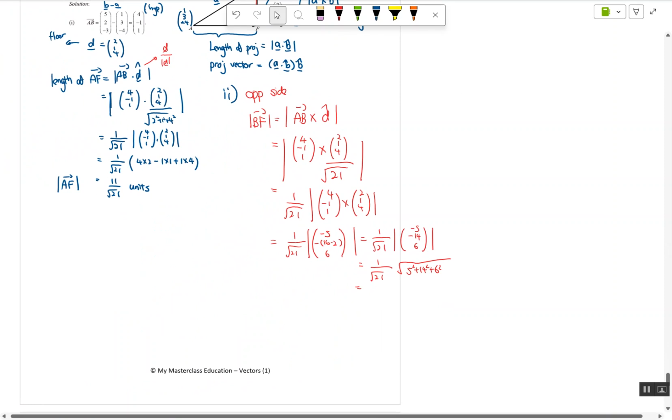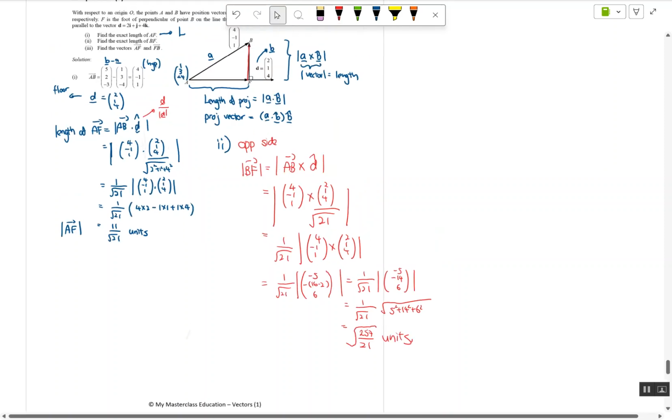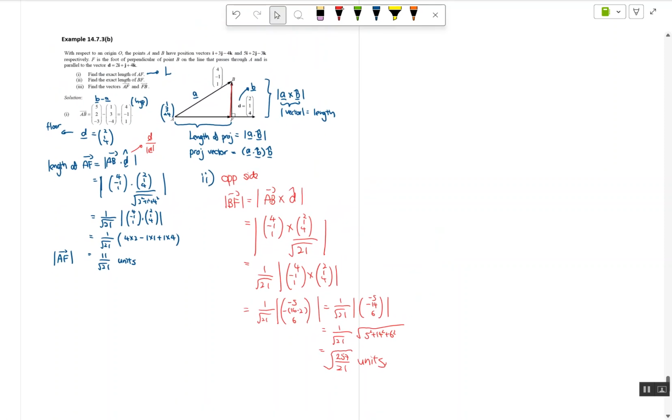You can key this into a calculator and get 3 SF. I don't think that's a big problem, but if they want it in exact form, then the final answer would be square root of 257 over 21 units. But what I want to tell you is that there's a shorter way to get the perpendicular side.